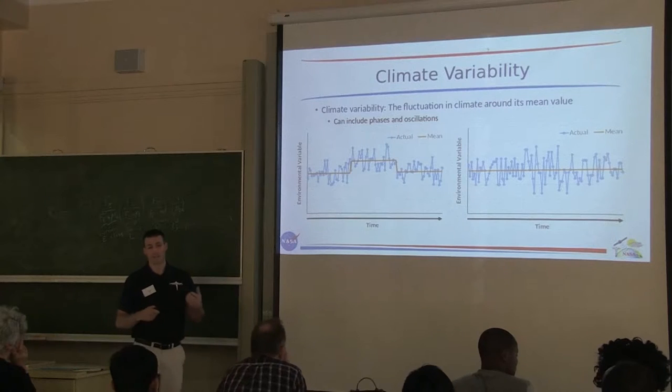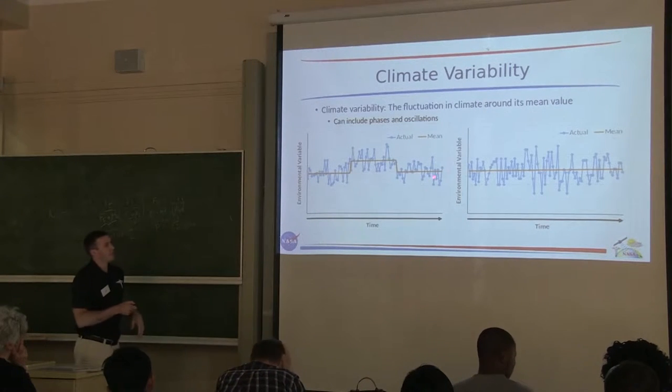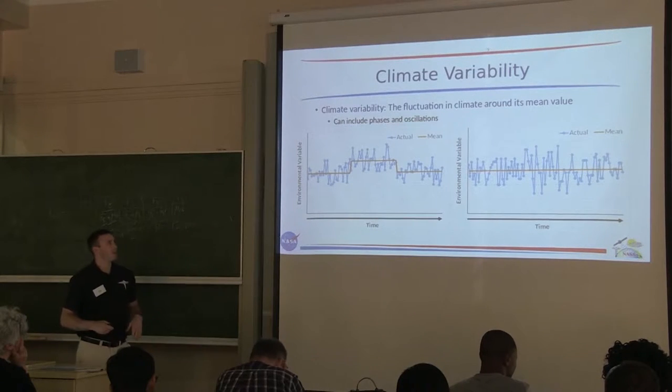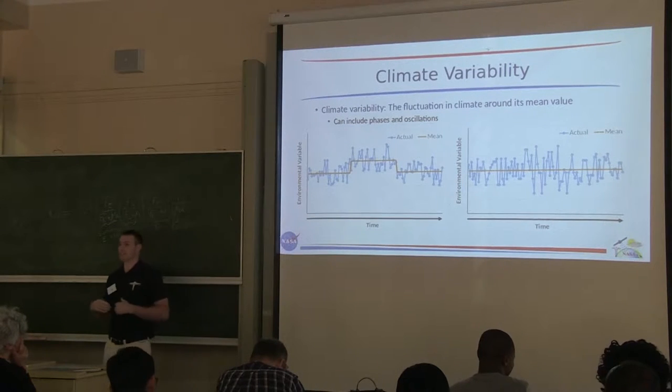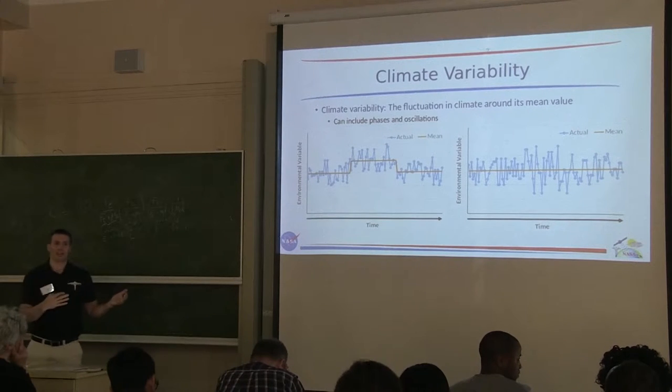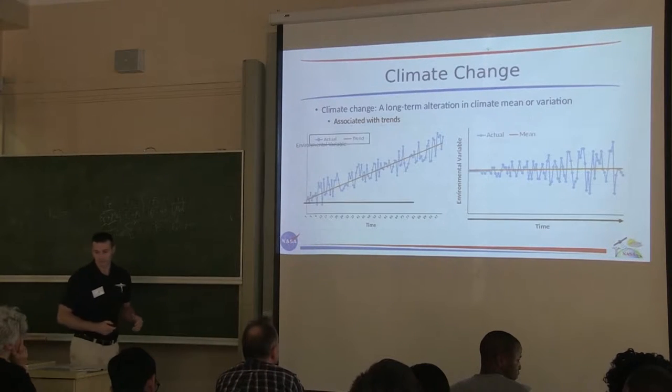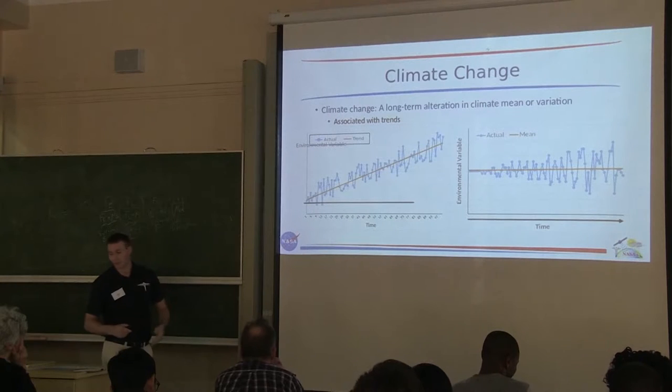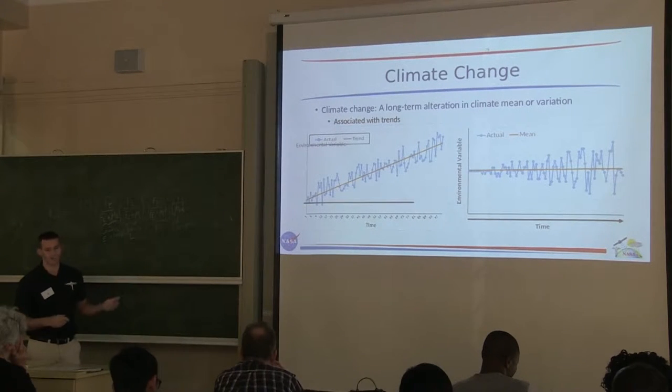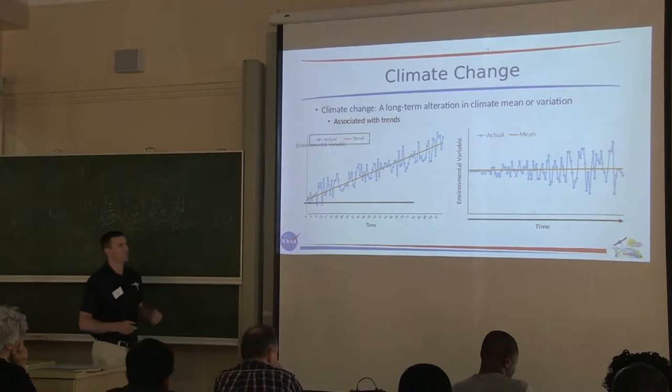You also can have variations in the variation itself. So here you can see that we have these small variations, it gets bigger and then gets smaller again. But this is just climate variability. You wouldn't say this is climate change. This is just generally how the atmosphere works. So climate change refers to a long-term alteration in the climate mean or the variation in the climate.